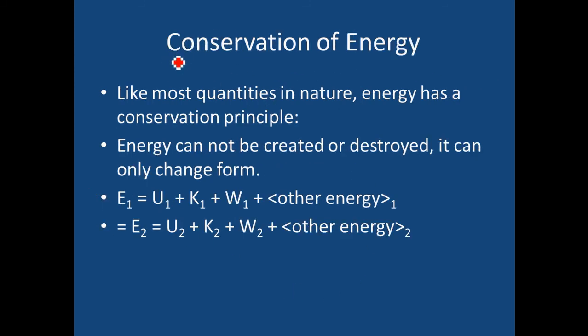Now, pretty much every quantity in nature has a conservation principle, which just means that it can't be created or destroyed, so it has to be conserved. So the total energy at the beginning, which sums all types of energy, potential, kinetic, etc., has to equal the energy at the end. So it can only change form, such as potential energy becoming kinetic energy.